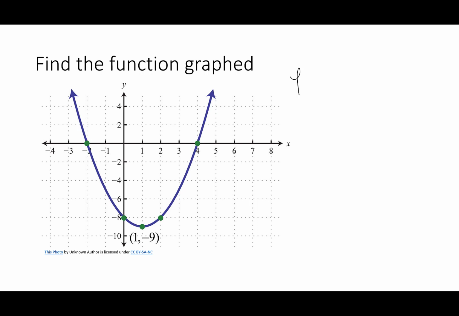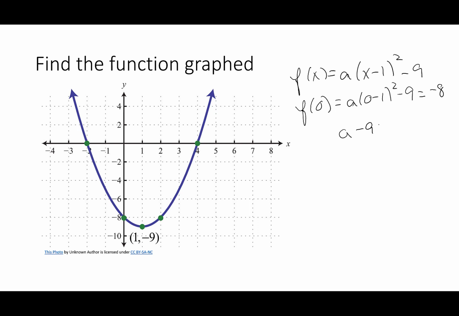So I'm going to start as f of x is a times x minus 1 squared minus 9. If I put in 0, I have a times 0 minus 1 squared minus 9, and that should be negative 8. Negative 1 squared gives me 1, so I just have a minus 9 is negative 8. I move the 9 over, and I get a is 1. So this function is just x minus 1 squared minus 9.